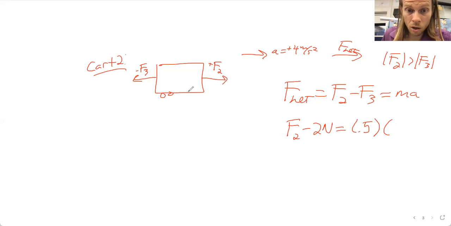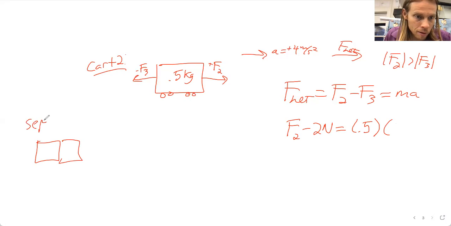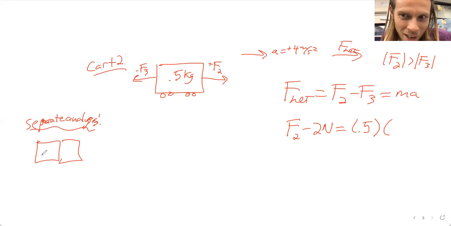So notice this is cart 2. This is only 0.5 kilograms. I'm not including cart 3 in the mass here. I know I said separately if they were attached by glue and there was no F3, so this is a separate analysis.